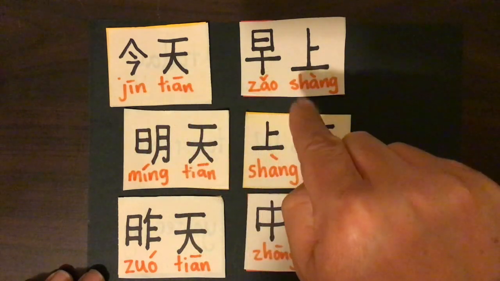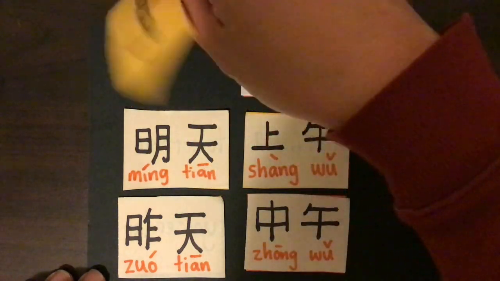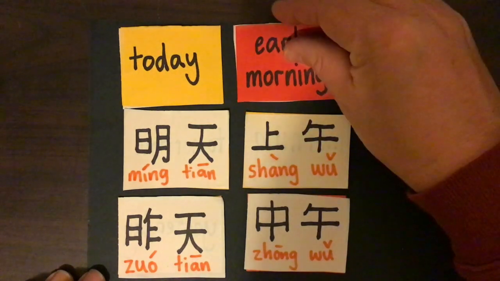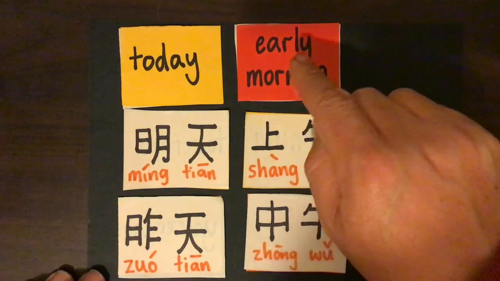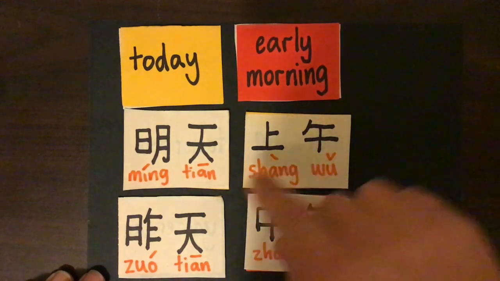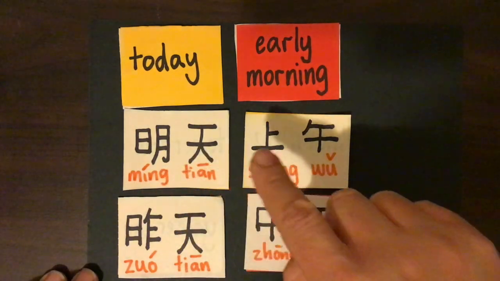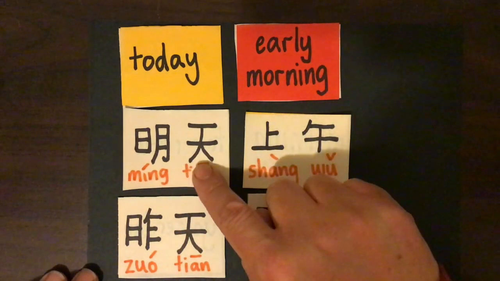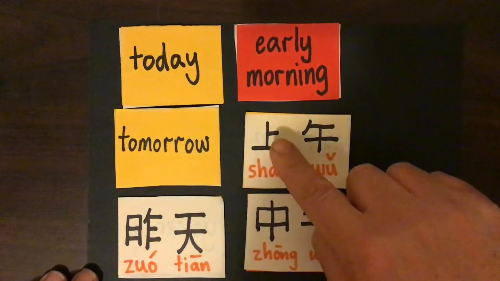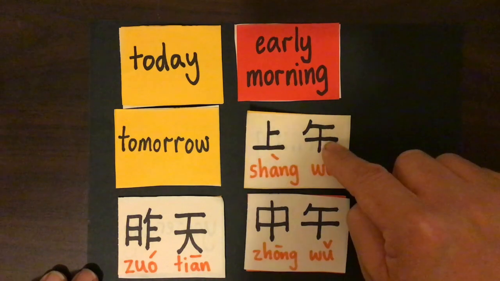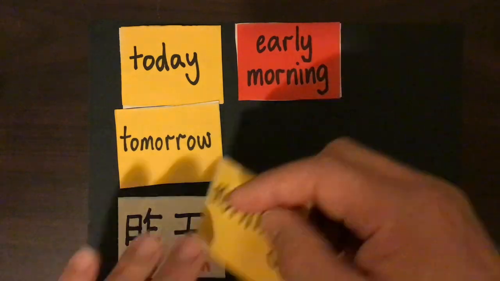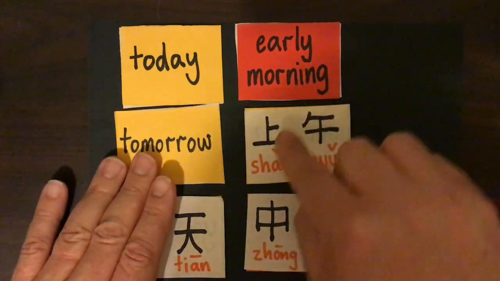今天早上, which is today, early morning. I guess in English we would probably say this morning or very early this morning. 明天上午, tomorrow. And shang, it's going up. Wu's the middle of the day, so it's morning. Did you pick that up? Remember, shang looks like an arrow pointing up.